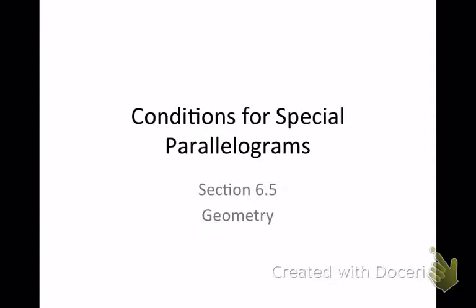A rectangle. What was one of the properties of a rectangle? All what? Right angles. All right angles, yeah. What was one of the properties of a rhombus? They're all the same. All the same, yeah. All sides are the same. And then what about a square? All the sides are the same, all the angles are the same. Nice job. So that's conditions for special parallelograms, section 6.5.